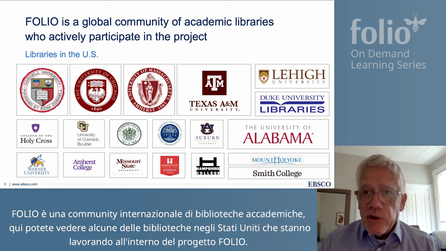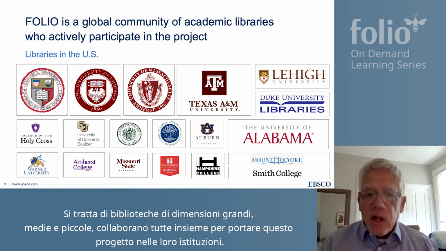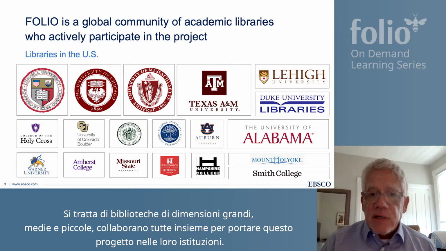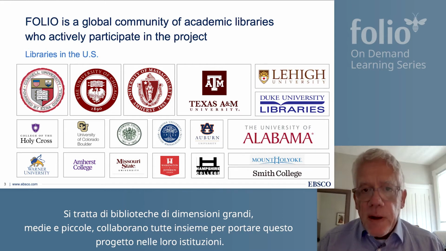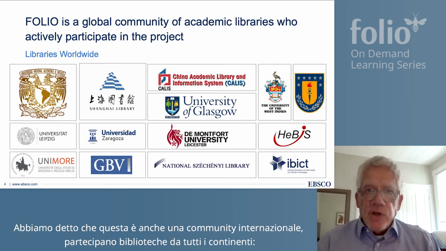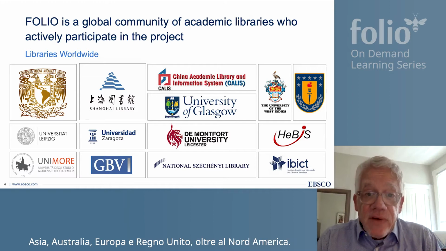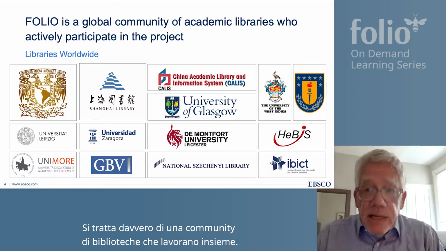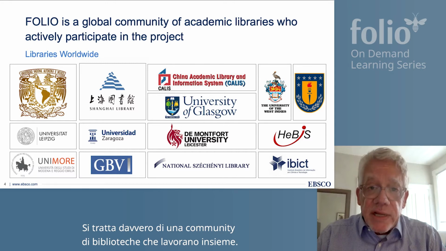FOLIO is a global community of academic libraries, and here's a snapshot of some of the libraries in the United States who are working within the FOLIO project. As you can see, there are large libraries, medium and small libraries, all working together to help bring this project into their libraries. But we mentioned this is a global community as well, and so you can see there are libraries represented from almost every continent, from Asia to Australia to Europe and UK, in addition to North America. So it really is a community of libraries working together.